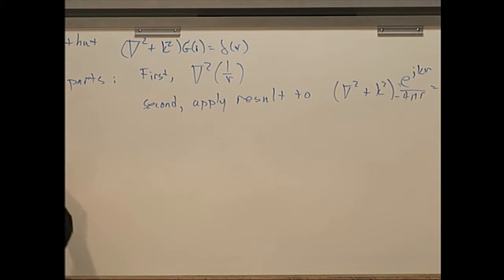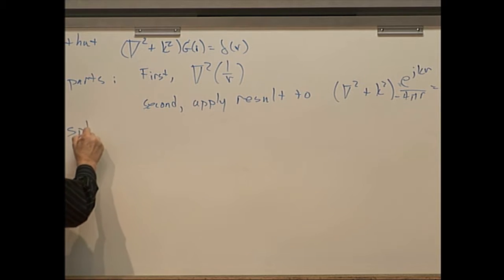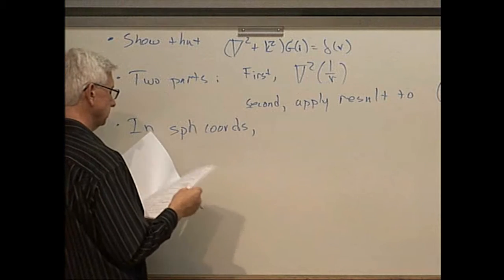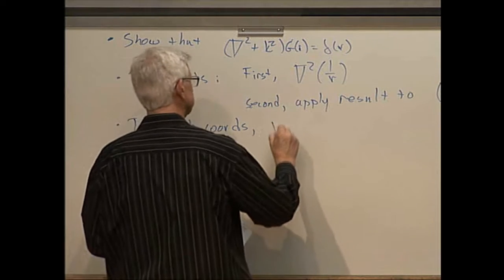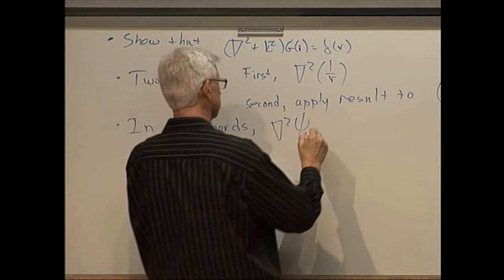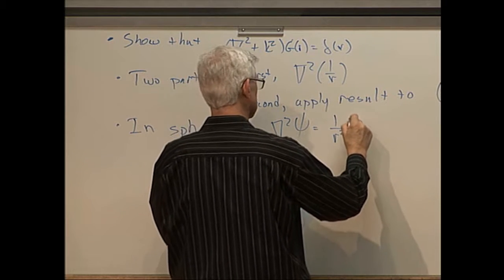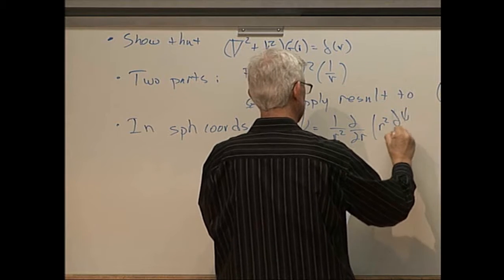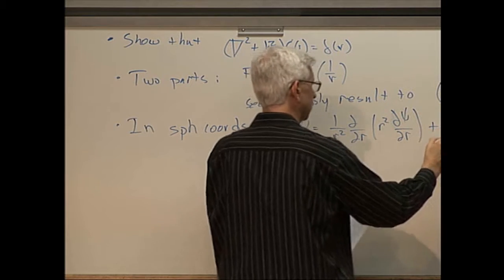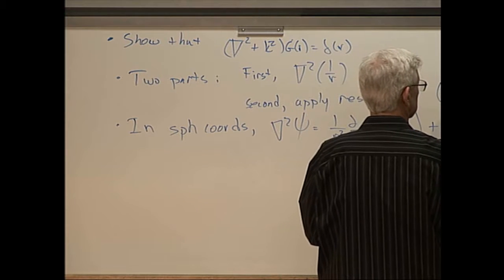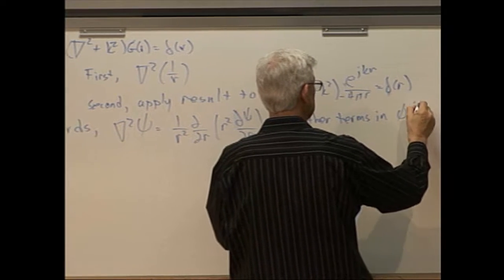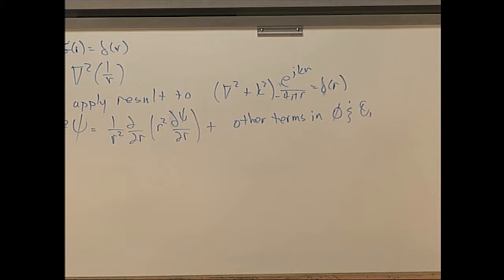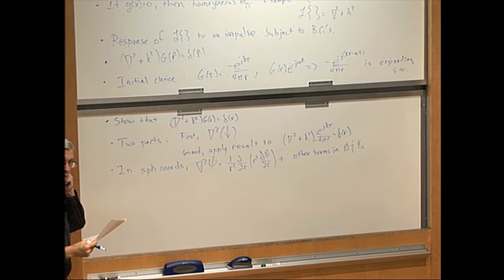Okay, so in spherical coordinates, the Laplacian operating on a scalar function psi is 1 over r squared partial with respect to r of r squared partial of psi with respect to r plus other terms in phi and theta, but we don't have any of those with the function at the origin as scalar function r.